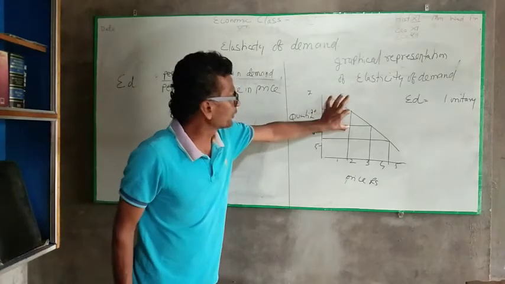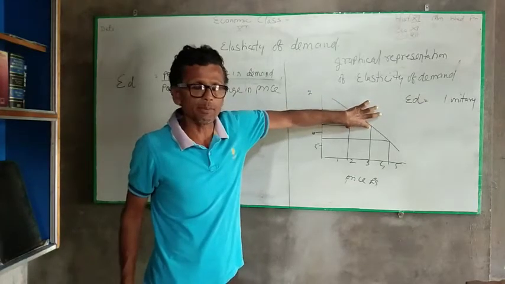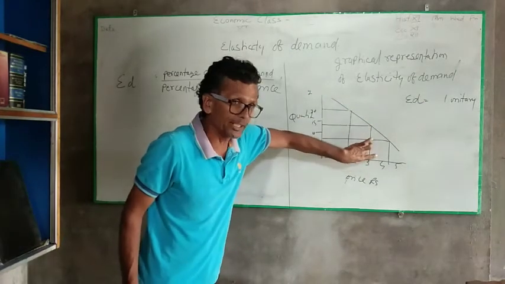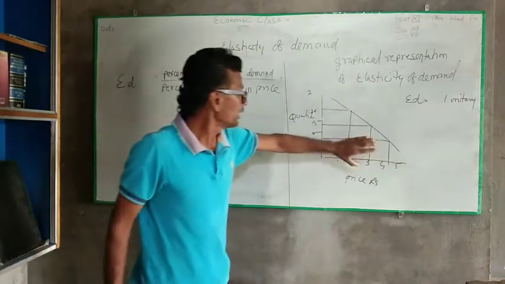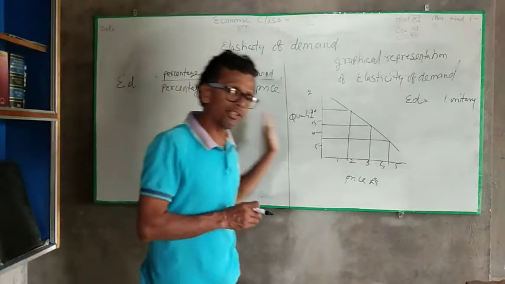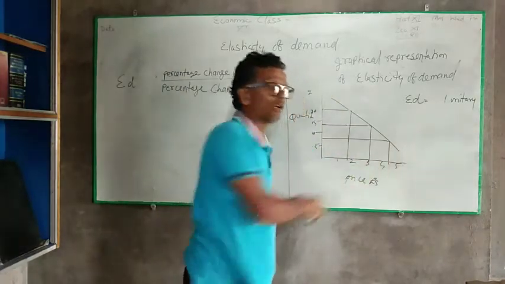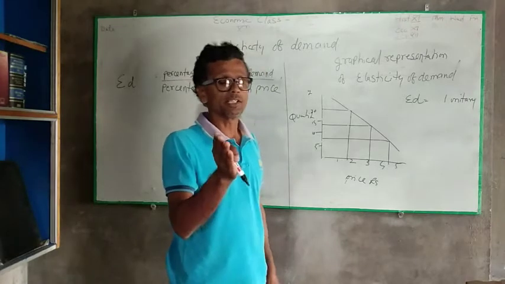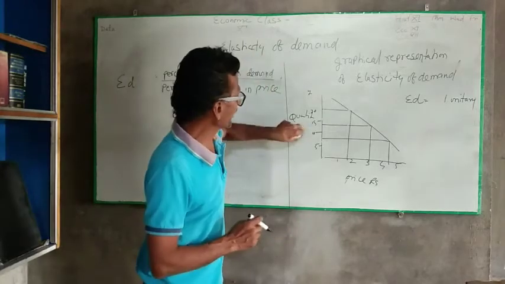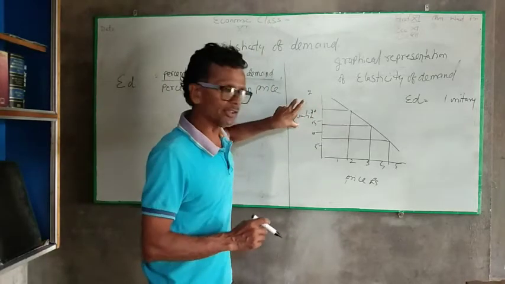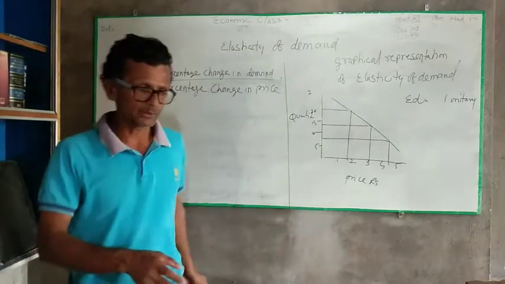This much change in the price results in this much change in the demand. So price changes by 10%, demand changes by 10%. Demand increases, price decreases. Price increases, demand decreases. So when the graph is of 45 degree, it indicates elasticity of demand equals to 1. You can write quantity here, you can write price here. On the x-axis, it can be price or it can be demand.